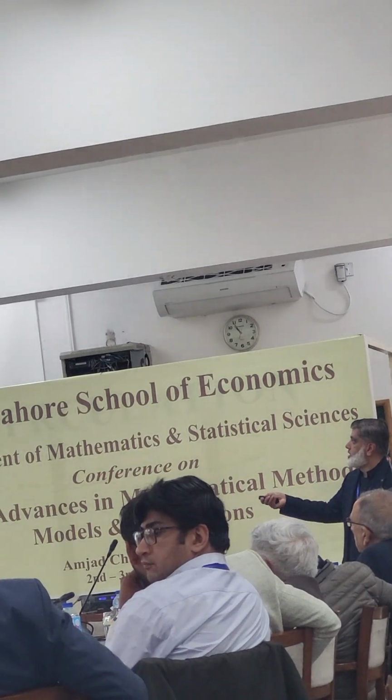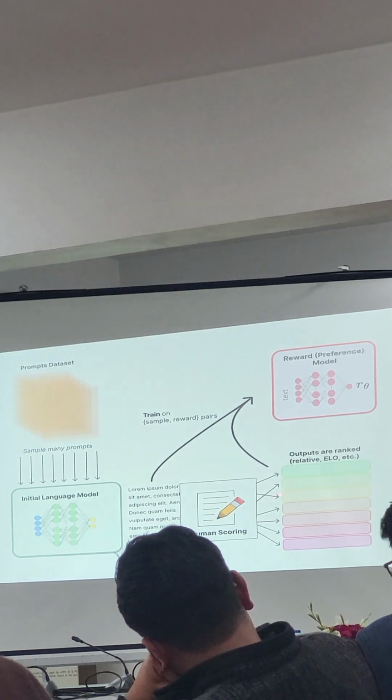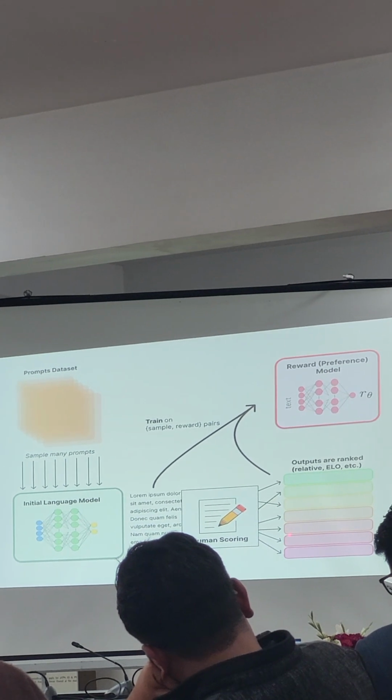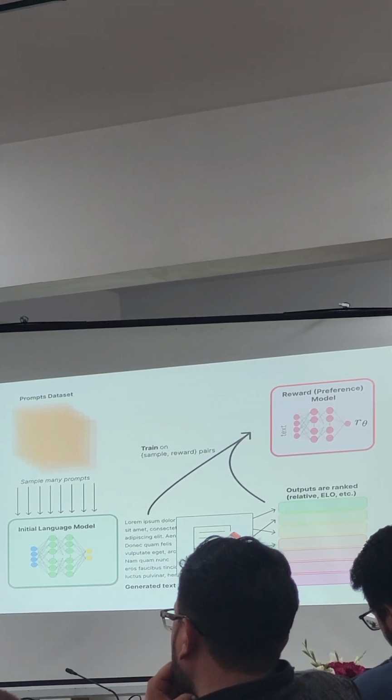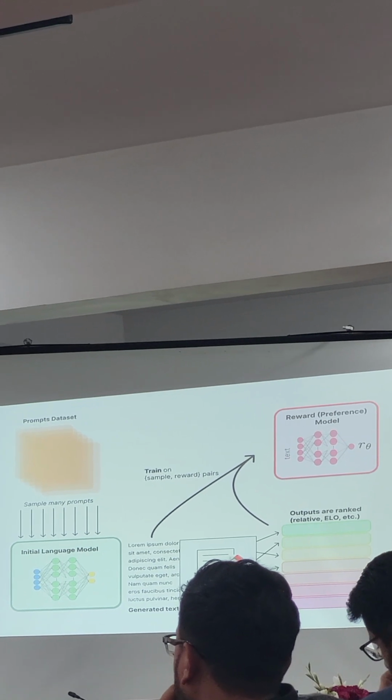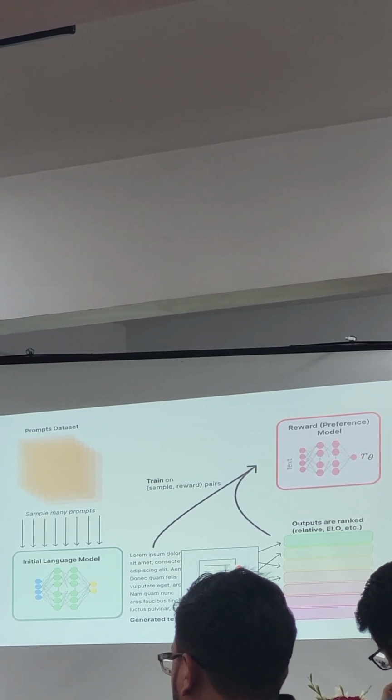Only three components. You have a language model, you have a scoring mechanism done by humans, which is tagged and labeled by humans, and you train this reward model, and once you do that, you're done.